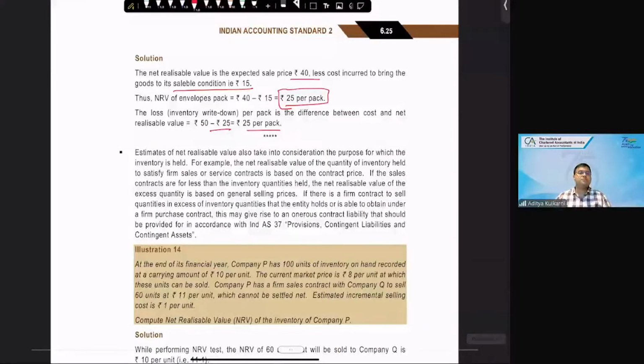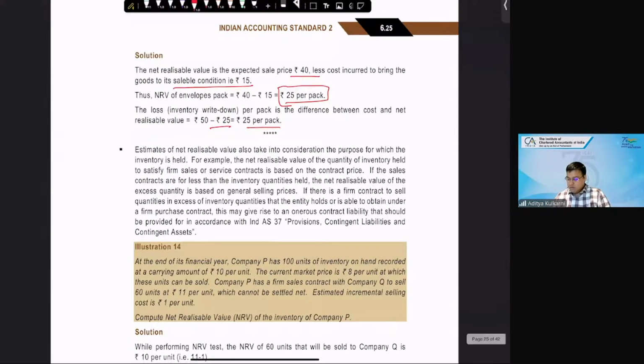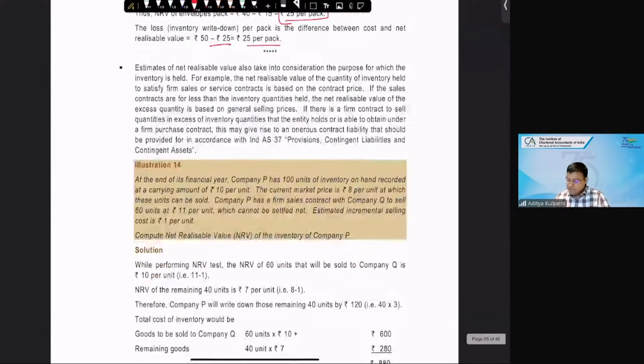Any doubts? No doubts? Events occurring after the balance sheet date. This is giving me evidence of the fact that an event has happened which is affecting my valuation at the reporting date because of conditions which existed at the reporting date. Okay? So on this basis, let us move further.